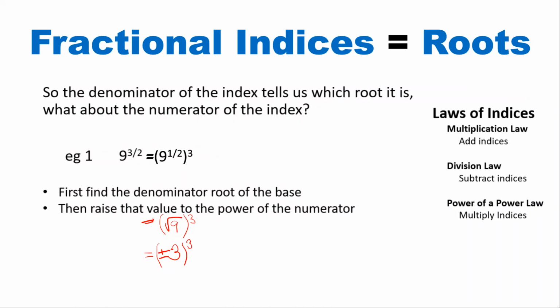But don't forget we're also raising that to the power of 3. Positive 3 to the power of 3, which is positive 3 times positive 3, 9, times another positive 3, is positive 27. Negative 3 to the power of 3 is negative 3 times negative 3, which is positive 9, multiplied by another negative 3, will be negative 27. So again, we have two answers, either positive 27 or negative 27. Don't forget your positive or negative sign. It could cost you some marks.